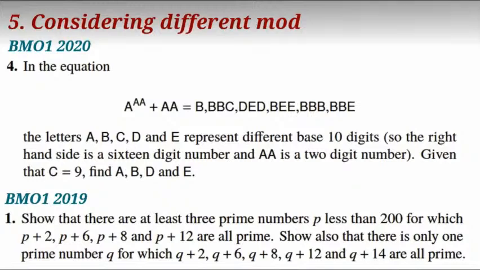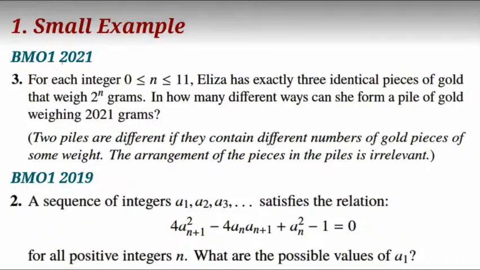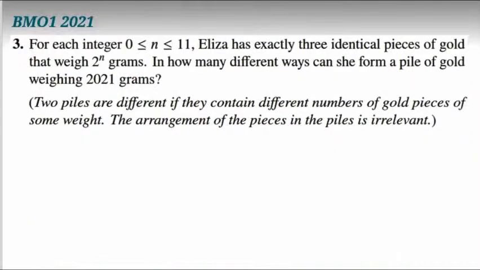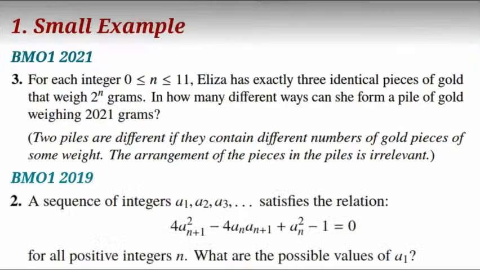So let's start from the first part, a small example, BMO 1 2021. This problem I've copied here, problem number 3. It says for each integer n between 0 and 11. Let me check. We have 2 problems. Sorry, it is a problem of BMO 2 2022, and it is BMO 1 2019. Because BMO 1 2019 is easier, let's solve this first to understand how we work on a small example. Then we try BMO 2 2022 last year.